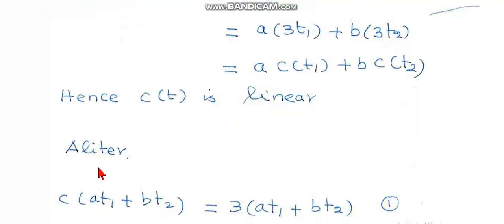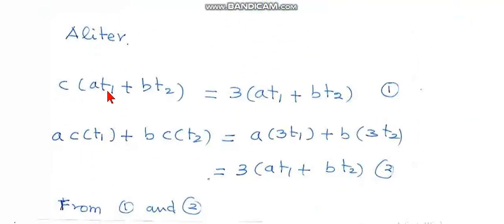Or alternatively, what is C of at1 plus bt2? According to the definition of the function C, it is equal to 3 times (at1 plus bt2). If you don't want to multiply and adjust this, let it be as it is. Then I start with a C of t1 plus b C of t2. Now a into, what is C of t1? It is 3t1. What is C of t2? It is 3t2. Now 3 will go out, so 3 into (at1 plus bt2). Now what is 3 of at1 plus bt2?